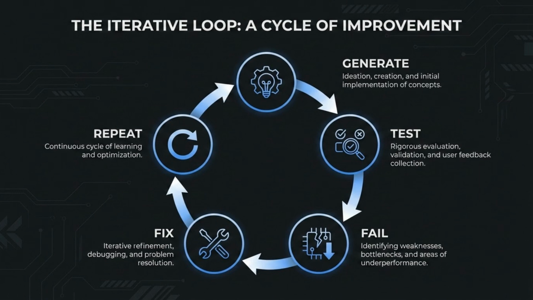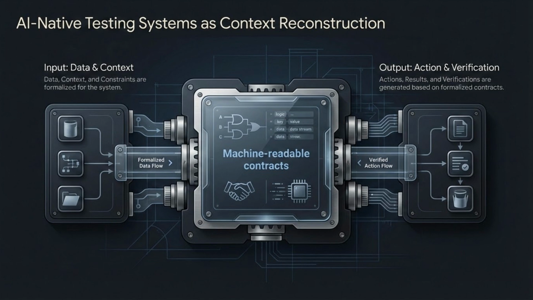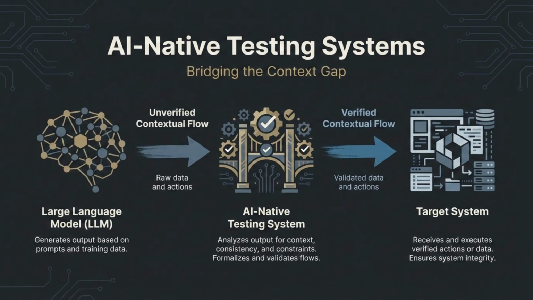The iterative loop is a continuous cycle of improvement. It begins with generate, moves to test, identifies failure and fail, corrects errors and fix, and continues with repeat. AI native testing systems function as context reconstruction engines. They take formalized data and constraints as input and generate verified actions and results based on machine-readable contracts. These testing systems bridge the context gap.